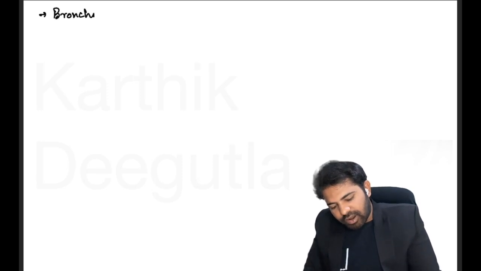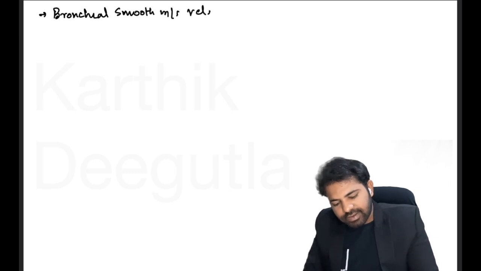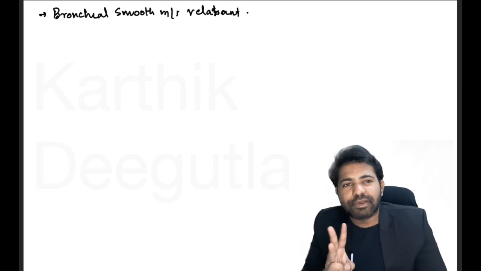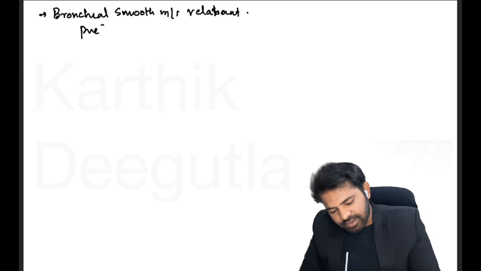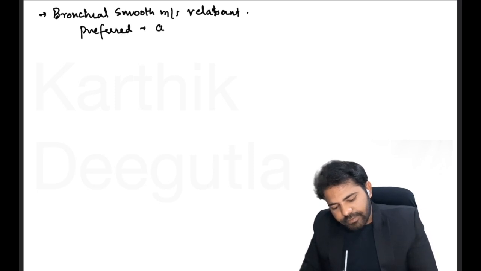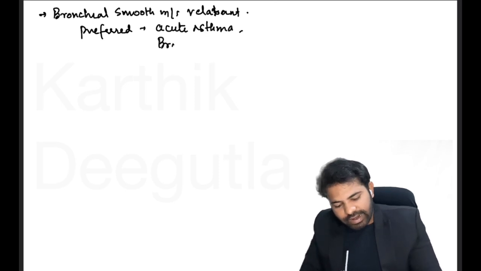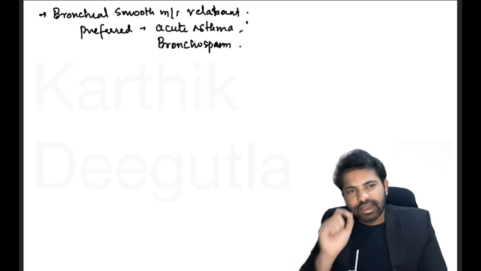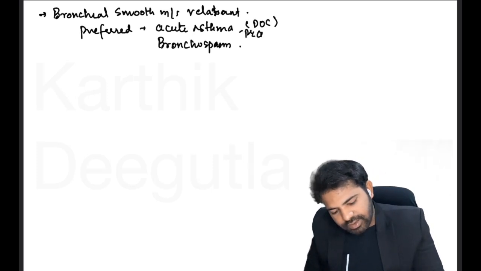And now ketamine is a bronchial smooth muscle relaxant. That is the reason it is preferred in asthma patients, status asthmaticus. It is very much preferred in bronchospasm conditions. Okay, preferred for acute asthma or status asthmaticus, and it is also the drug of choice in case of bronchospasm. Drug of choice in status asthmaticus is ketamine. This is also a previous year question.